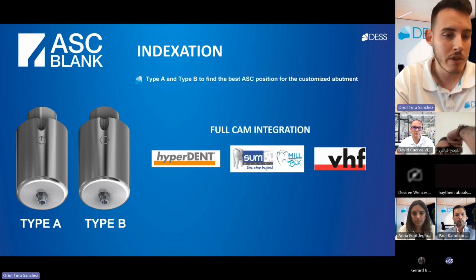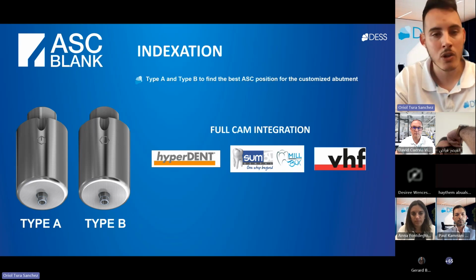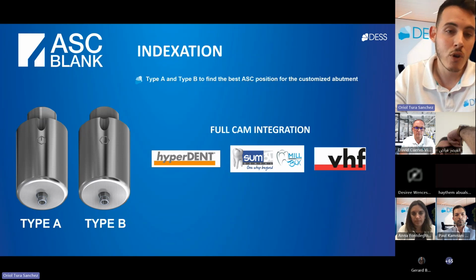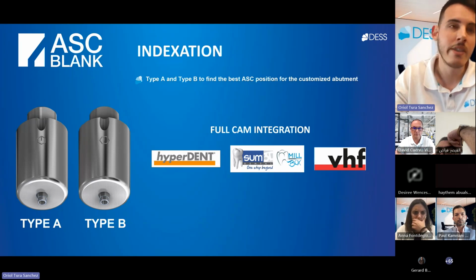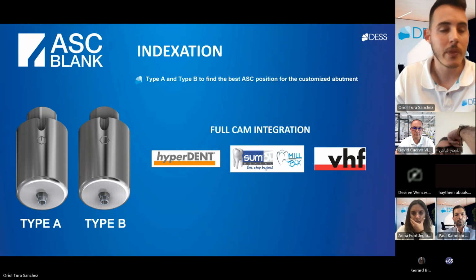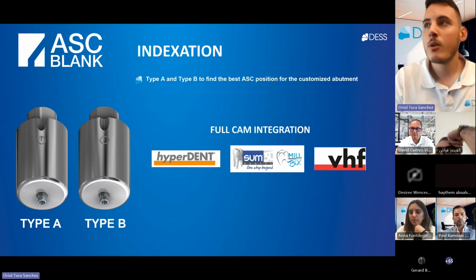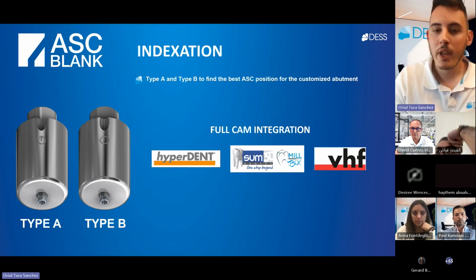Type A, pointing to the edge of the connection, and type B, pointing to the flat face of the connection. So in Novel Active, you will have 12 different positions to choose for your design and your milling. And in Ball Level, you will have 8 different positions. That product is already available to be purchased.